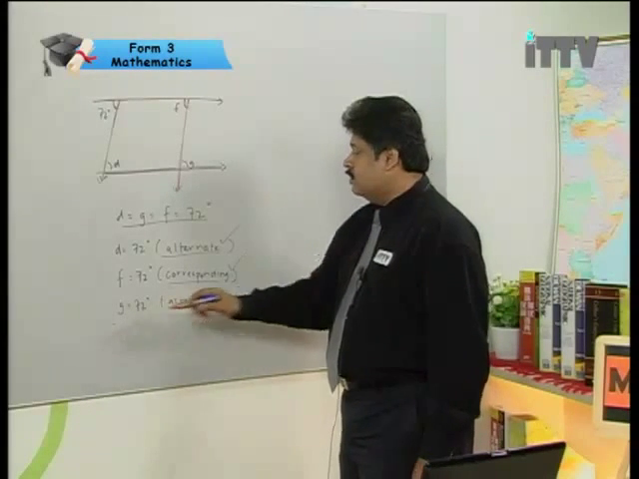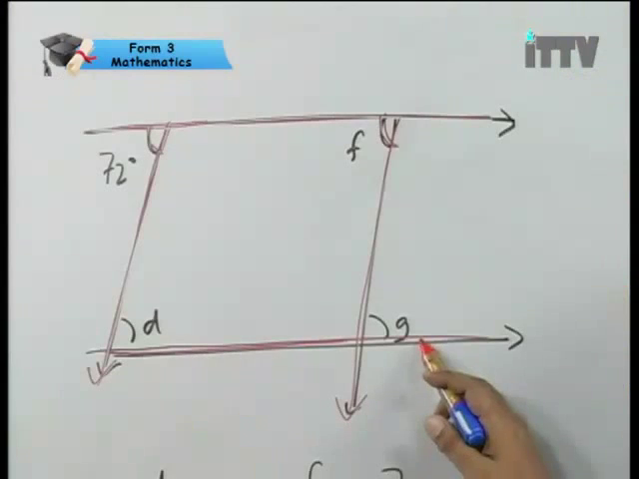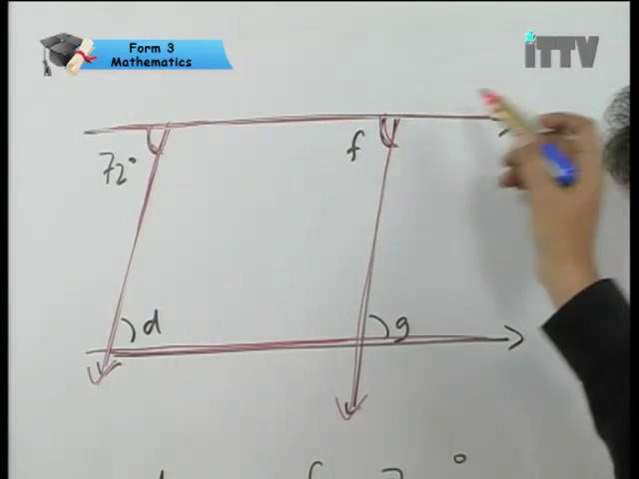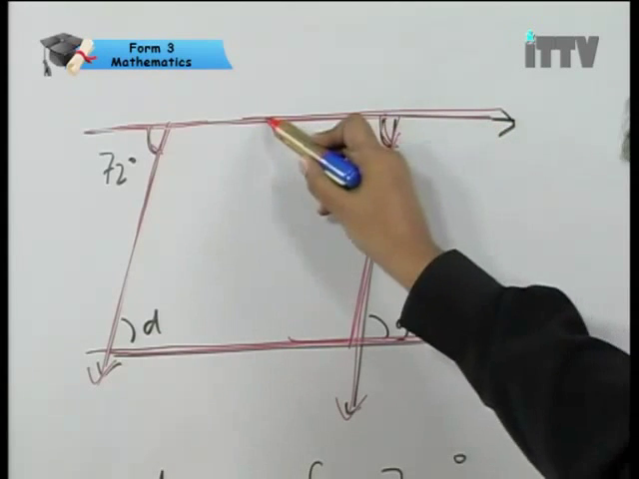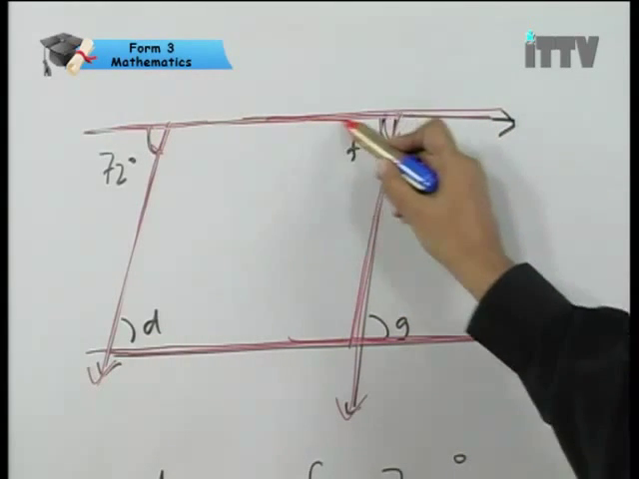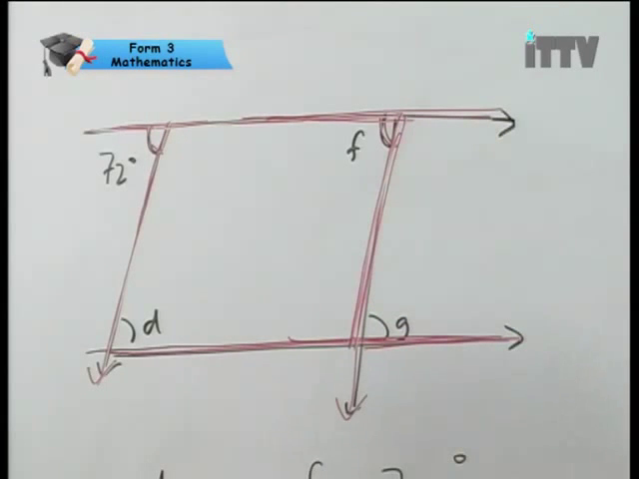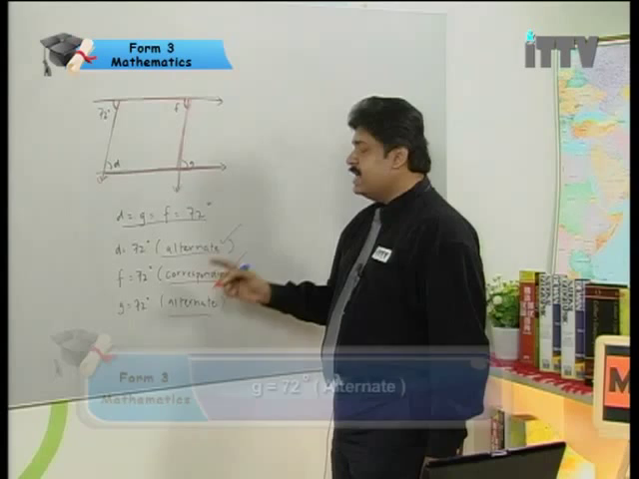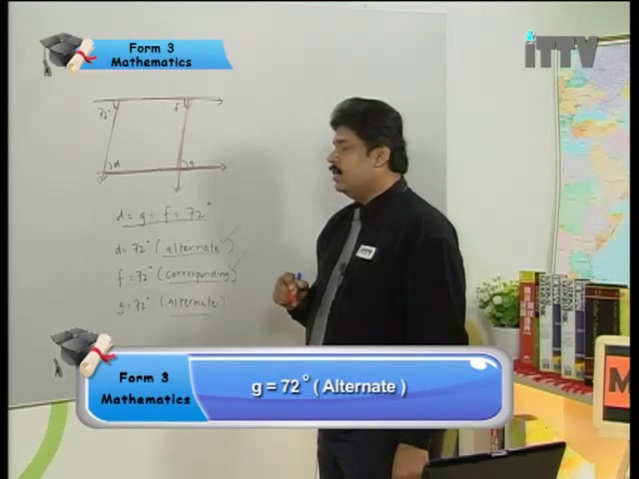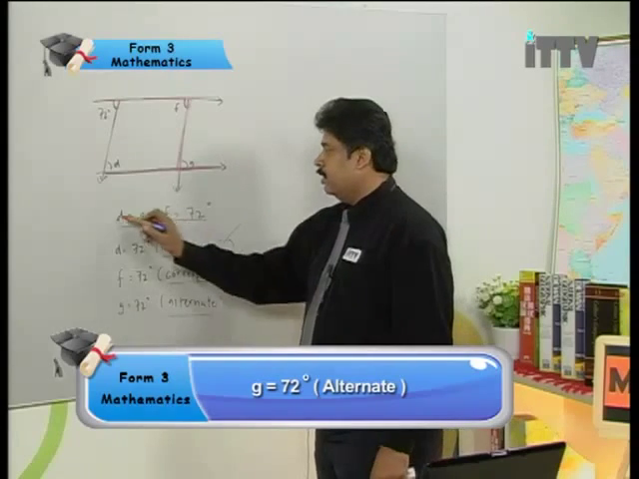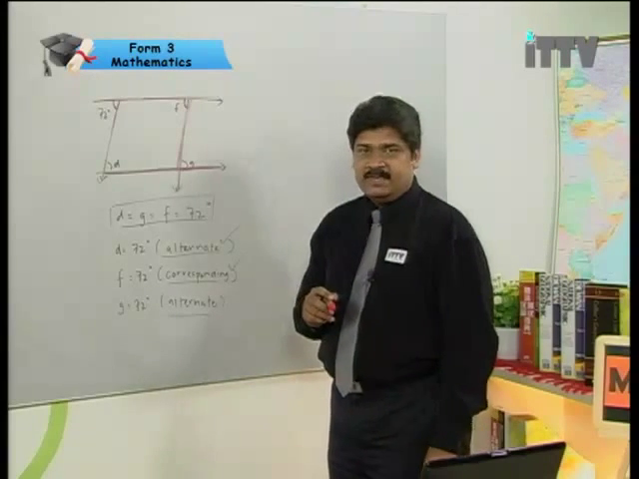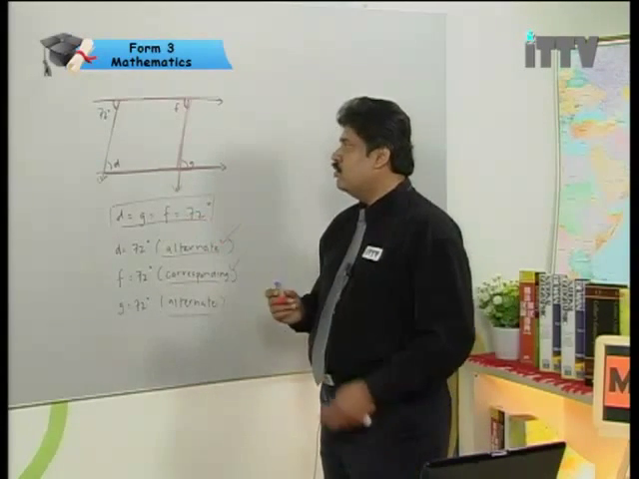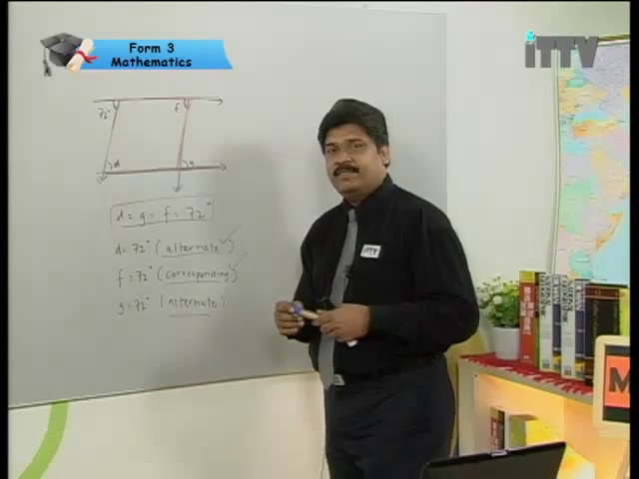And finally, let's look into G. Now, G is located to the right hand side of F. Not to worry, it is also easy. We have two parallel lines, and we have a transversal here. So therefore, this looks like a Z. If you remember the concepts of Z, it is actually an alternate angle. As such, being an alternate angle, G is also equal to 72. Therefore, the conclusion is the values of D, G and F amount to 72 respectively. This is how we obtain the answer for D, F and G.